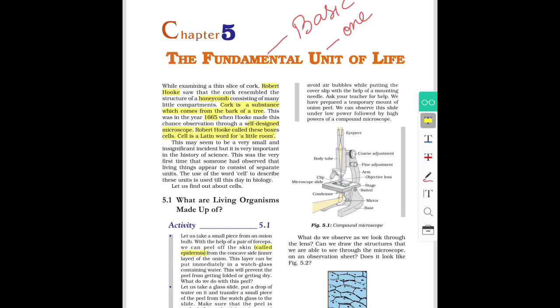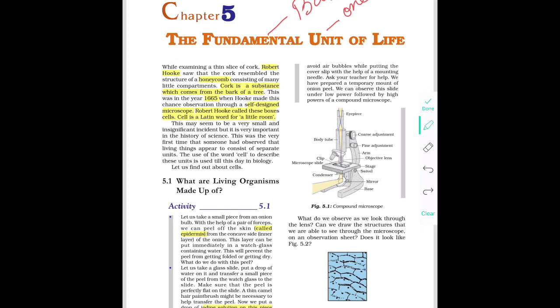What do we observe as we look through the lens? We will observe different compartments which are called cells, which can be seen in the figure given below. So, these compartments are nothing but cells. Can we draw the structure that we are able to see through the microscope on the observation sheet? Does it look like this? Yes. Now the boundaries of this cell are called the cell wall. And the dot in the center is called the nucleus.